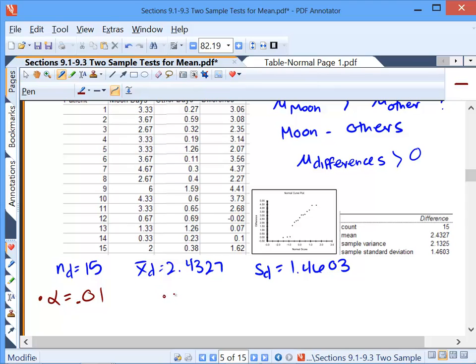And then for our assumptions, we need it to be normal or n at least 30. Okay, are one of those met? And if so, which one? It looks fairly normal. We do have a little issue right there, but overall it seems like a mostly straight line, so I'm going to feel okay going with the normal part of it.